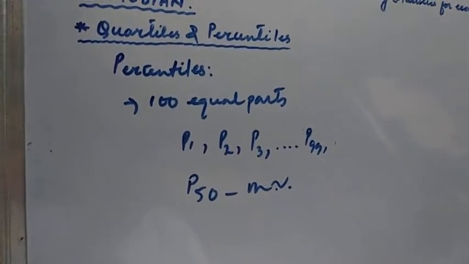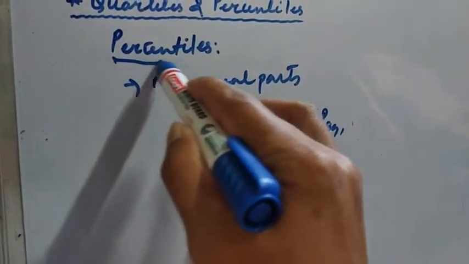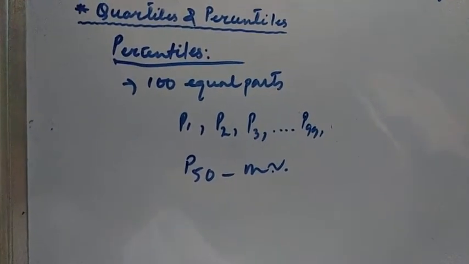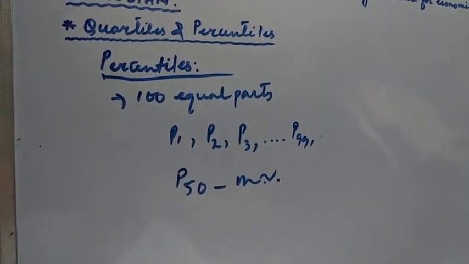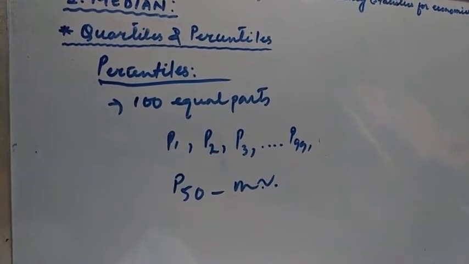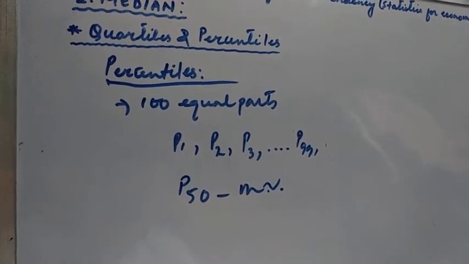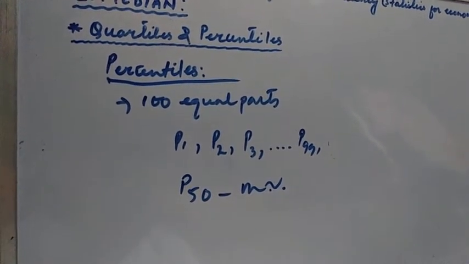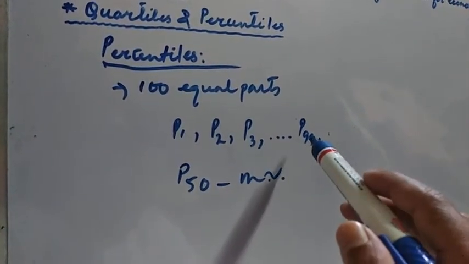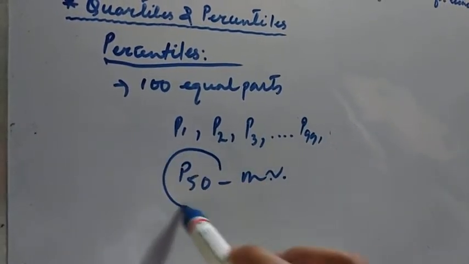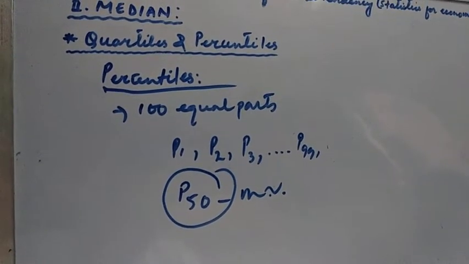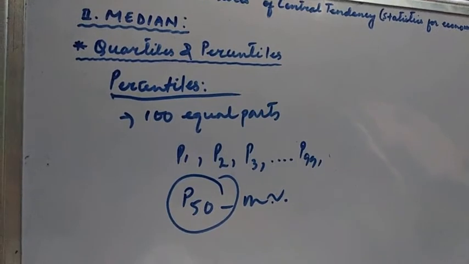The next topic is percentiles. What do percentiles do? Percentiles divide the distribution into 100 equal parts. Quartiles give 4 equal parts, but percentiles divide data into 100 equal parts. So you get 99 dividing positions denoted by P1, P2, P3, P4 up to P99, and here P50 is the median value.